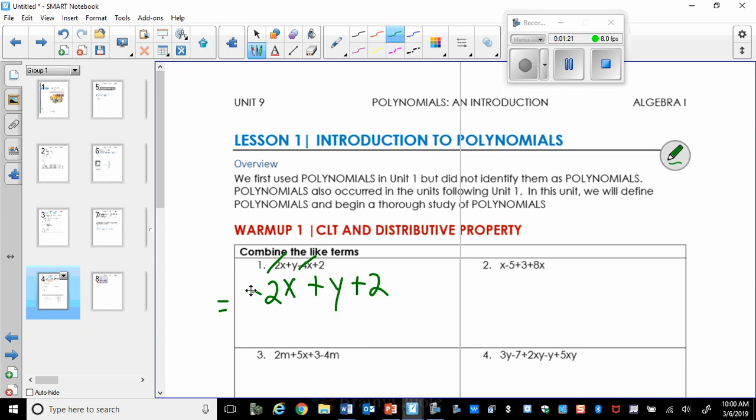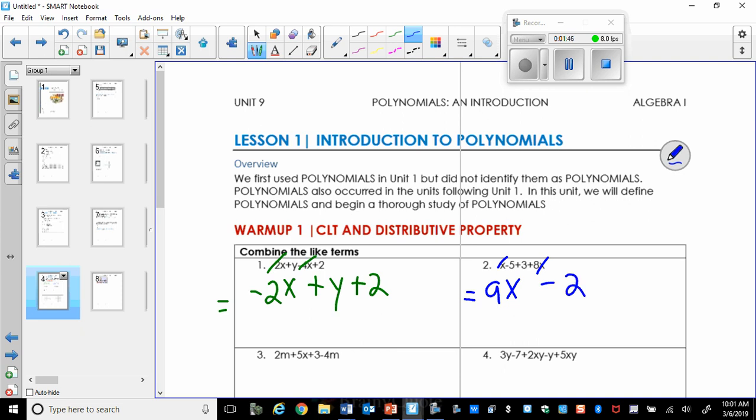Look at number 2. What are my like terms? What are my first set of like terms? So 1x, then what? Plus 8x's is how many x's? 9x's. How easy is this? Super easy. Mark your terms out. What's left? So negative 5 plus 3. What do you get? Negative 2.